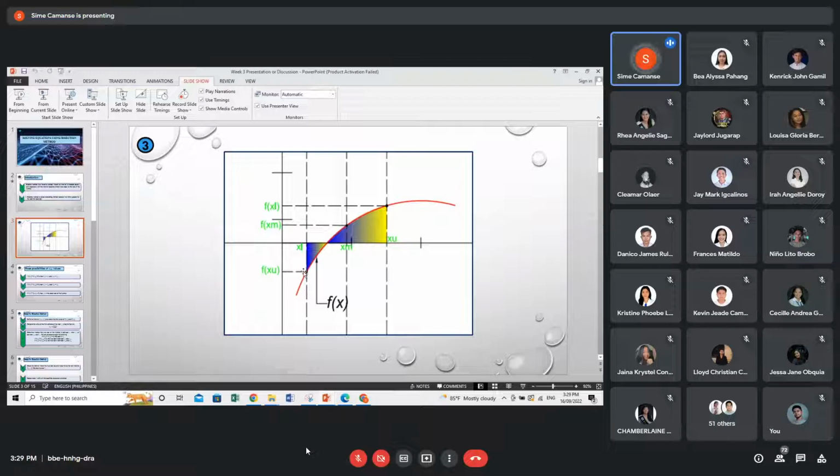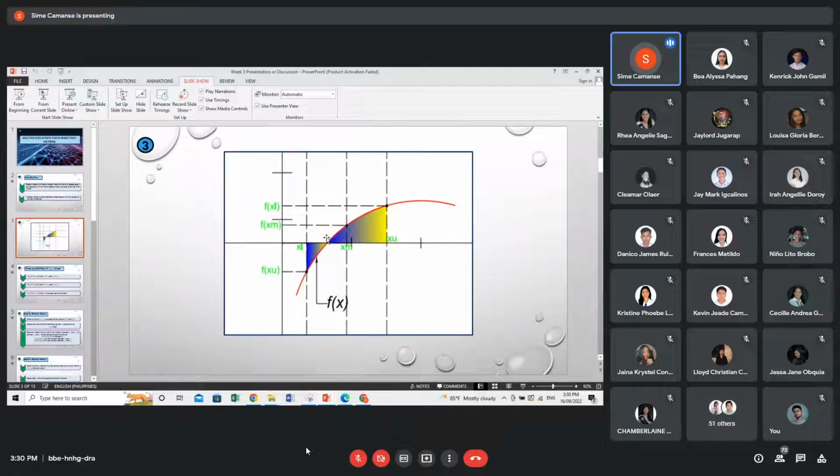Your initial guesses are xl and xu, and the function must be continuous in between the two. When you substitute your guess xu into the function, you will have, for example, a positive answer, and for xl a negative one. That means there is a root in between the two of them.